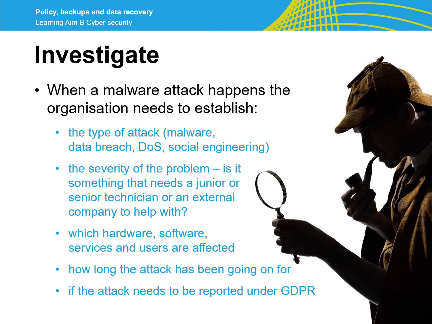When your system has been attacked, the first thing you need to do is investigate. In this investigation, you will identify what happened, when did it happen, and how did it happen. You may identify that some malware has got onto your computer, such as a virus. Once you've identified the type of attack, you can then identify how severe it was.